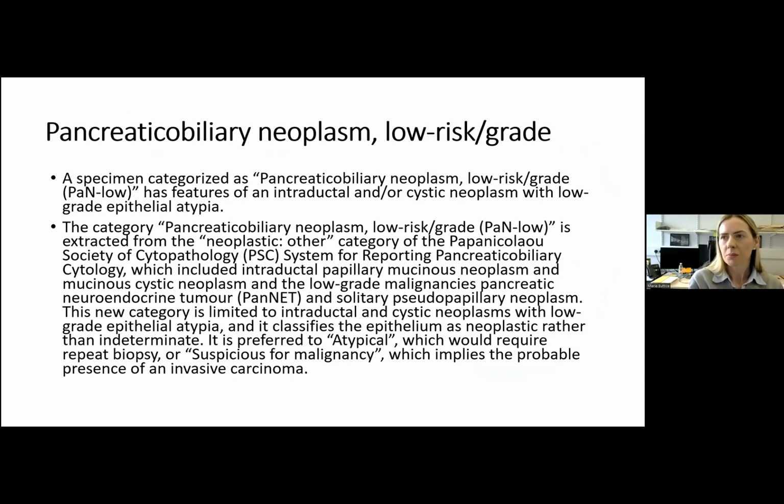So the pancreatobiliary neoplasm low risk. Essentially this includes intraductal or cystic neoplasms with low-grade epithelial atypia. As I've said, the neoplastic other in the Papanicolaou classification has now been stratified into pancreatobiliary neoplasm low risk and pancreatobiliary neoplasm high risk. And your neuroendocrine tumours and solid pseudopapillary tumours are now in the malignant category. This is to align itself with the histology WHO reporting.